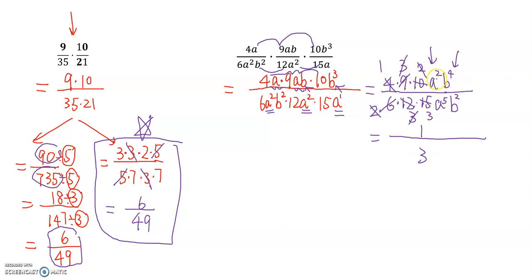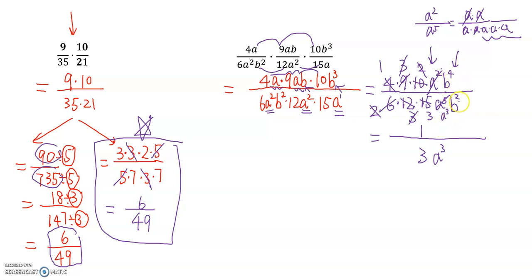Now we look at the variables, a squared, a fifth, and notice that the top has 2 a's, bottom has 5 a's, and we can cross out 2 of them. So we cross out a squared, and that will leave us 3 of them. If you have trouble seeing that, what you could do is expand them. The top has a and a, the bottom has 5 copies of a, and we cross out 2 of them. That just leaves us 3 copies of a, which is a to the third in the denominator.